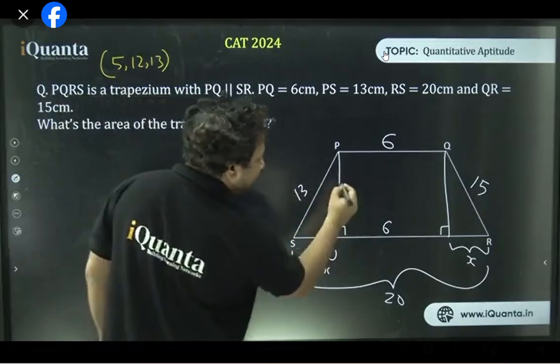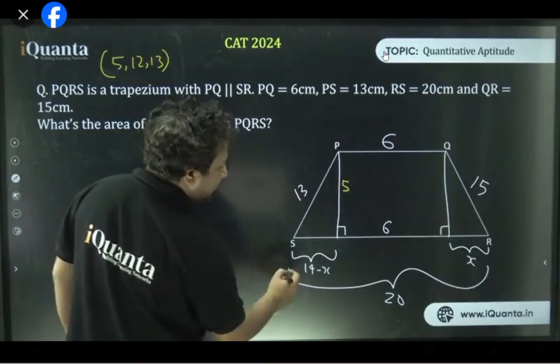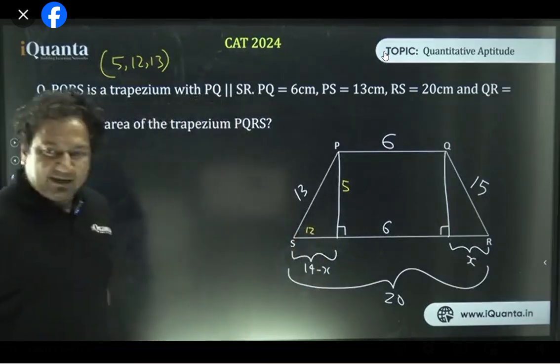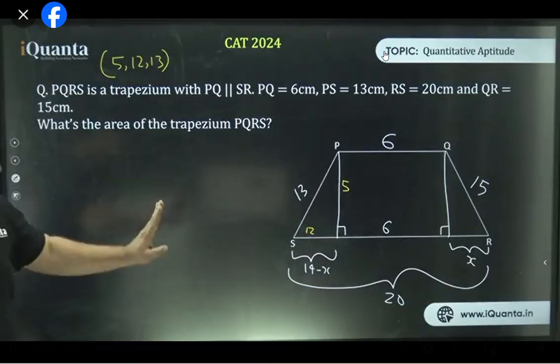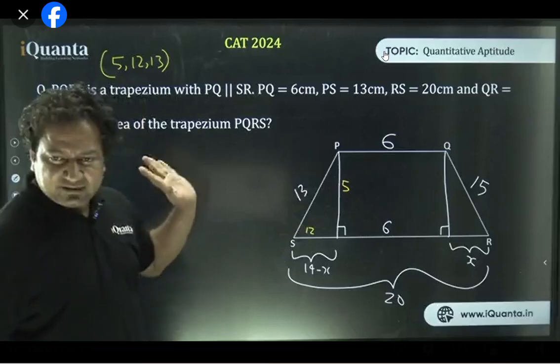So there's a possibility that this is 5, okay? And this is 12. Is that clear? Those who could not get it earlier, now tell me in the comments. Is that clear? This is 5, this is 12, 13. Pythagoras theorem.